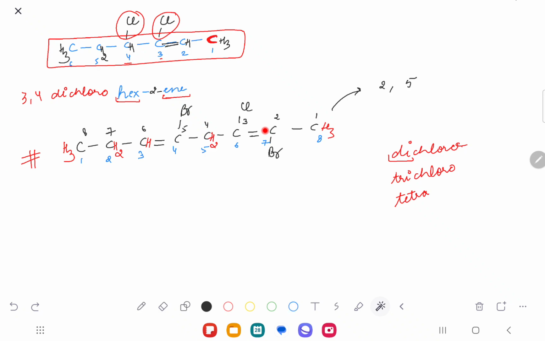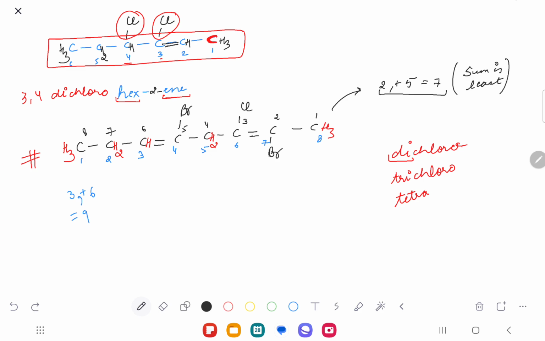According to the blue numbering, the double bonds start at 3 and end at 4, so the starting number shall be 3. And the double bond starts at 6 and ends at 7, so the starting number shall be 6. So 3 plus 6 shall be 9. And here 2 plus 5 shall be 7. So wherever the sum is least is the most appropriate numbering according to the IUPAC rules.